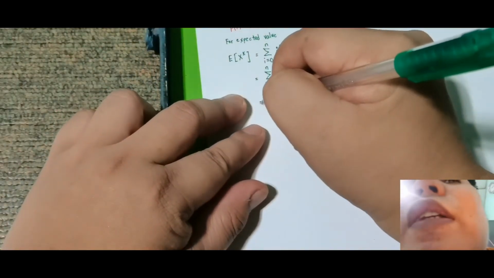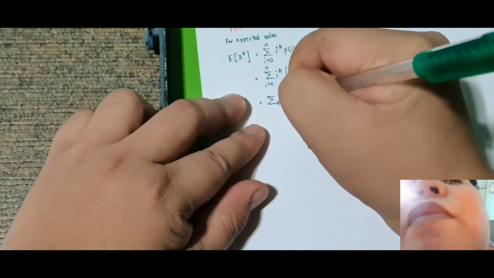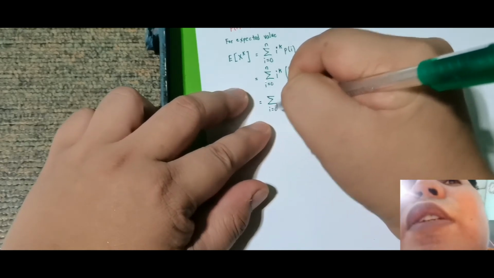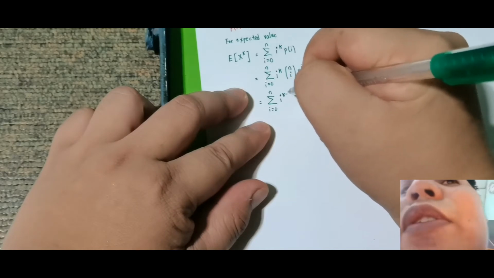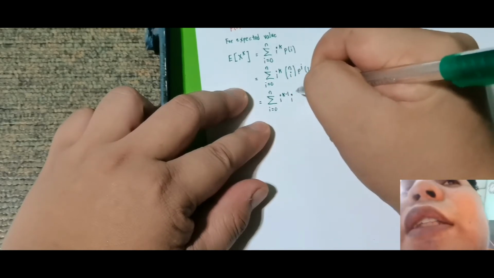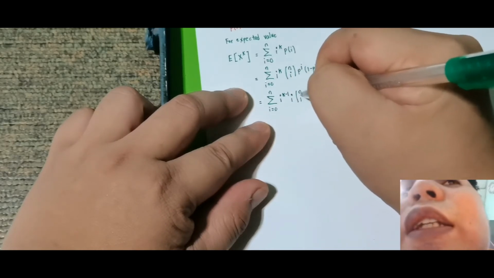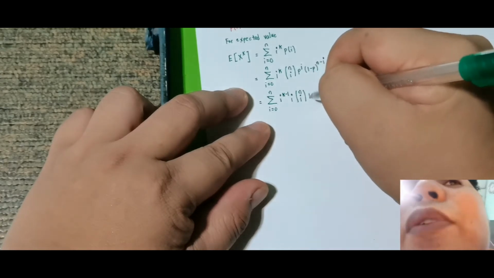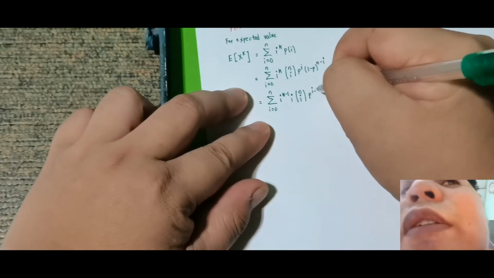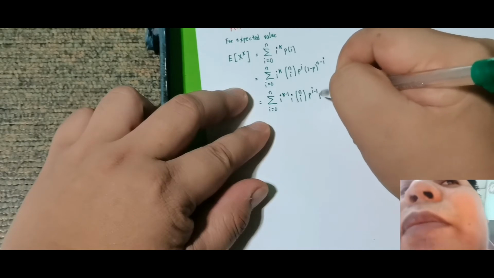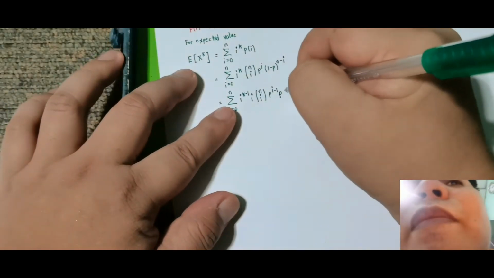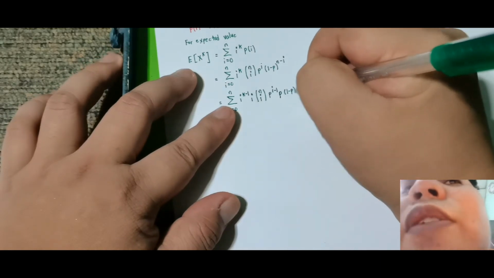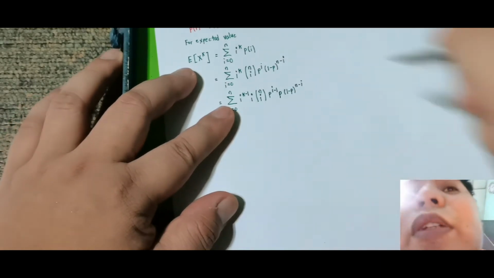This is just equal sa summation for i is equal to 0 up to n, tapos i raised to k minus 1 multiplied by i, tapos n taken i, tapos p raised to i minus 1 times p, then this is 1 minus p raised sa n minus i.